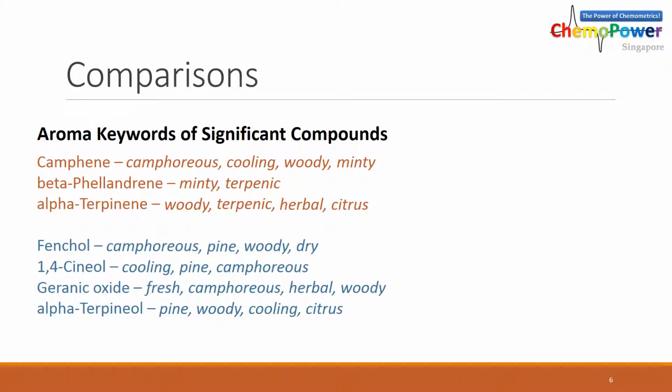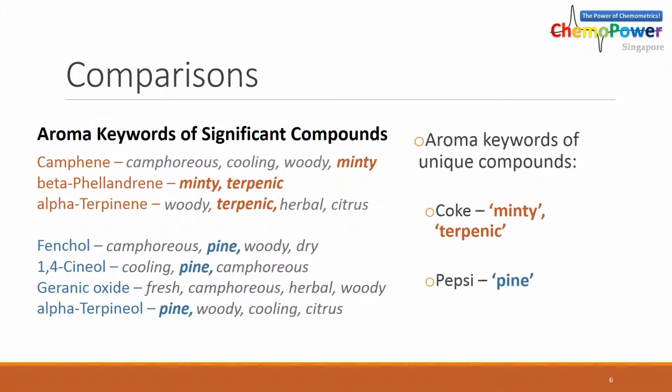We conducted online research to tally the so-called aroma keywords of each unique compound, which are keywords used to describe the aroma of each individual compound. The aroma keywords of these compounds were then compared against each other, and the outstanding ones from each category have been highlighted. As you can see, based on our results, the aroma of Coke can be described as being minty and terpenic, while the aroma of Pepsi can be more described as pine.